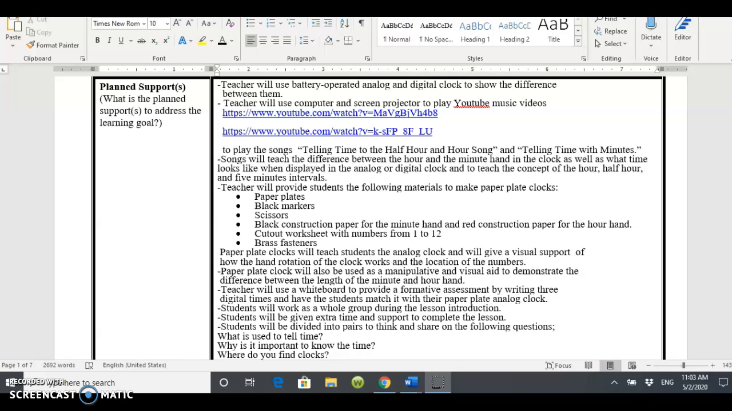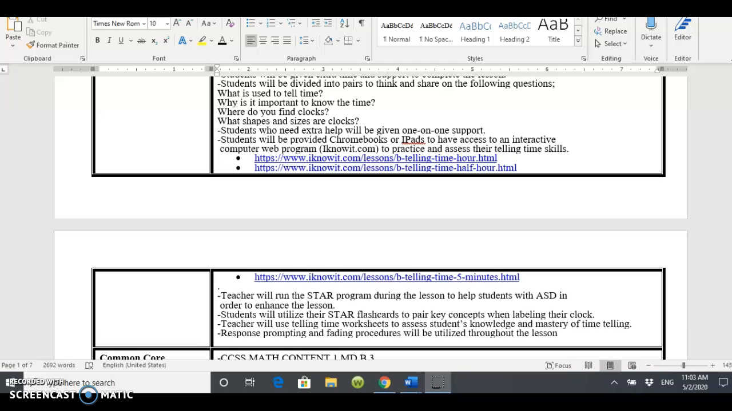Students will work as a whole group during the lesson introduction. Students will be given extra time and support to complete the lesson. Students will be divided into pairs to think and share the following questions. What is used to tell time? Why is it important to know the time? Where do you find the clocks? What shapes and sizes are clocks? Students who need extra help will be given one-on-one support.